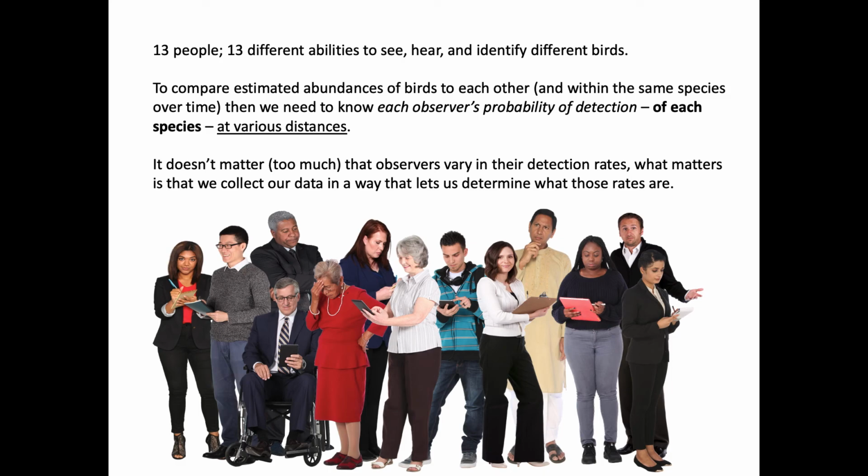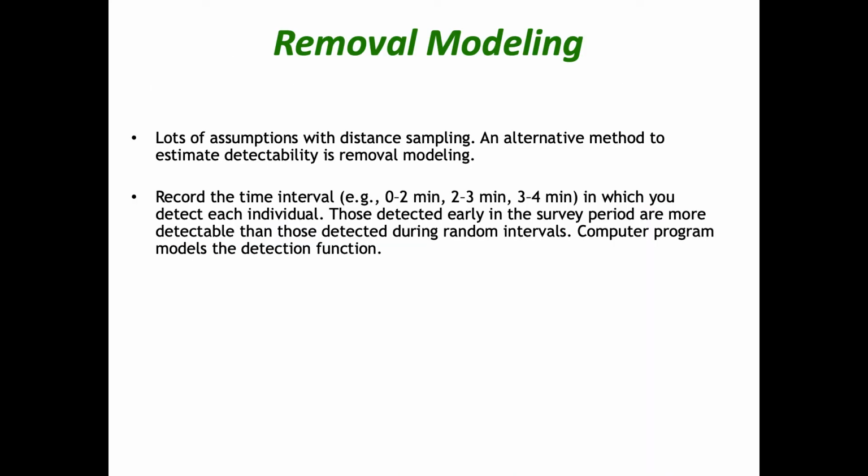So it doesn't matter so much that people differ in their detection rates for different species. What matters is that we collect the data in a way that we can estimate that and then account for it. And then that's fine. So that's what we're going to do. We're going to use a standardized point count method. But we're going to collect the data in a way that allows us to do another type of analysis called removal modeling. And removal modeling, in terms of what we have to do, is actually pretty simple. It's just keeping track of which individuals of which species we detect in different time bands during our count.